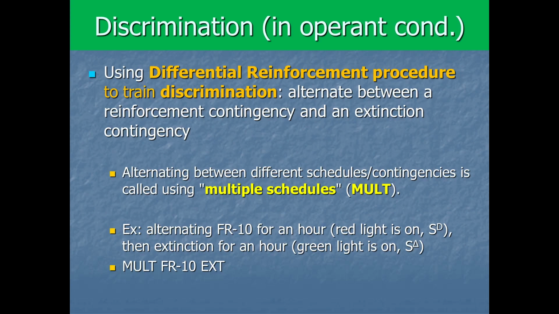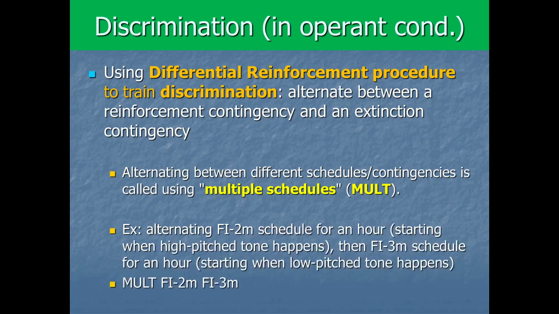So multiple schedules, and then we give the schedules after that. The FR10 is one schedule, the extinction is the other schedule, and the MULT tells people when they're reading this that we're switching back and forth between those two. We're doing each one for a while and repeating it. So we're alternating a fixed interval 2-minute schedule for 1 hour, like maybe it starts when a high-pitched tone happens. Then we do a fixed interval 3-minute schedule for an hour. And that one might start when a low-pitched tone happens as the signal, as the stimulus, right? We would write that as a MULT FI 2-minute, FI 3-minute.